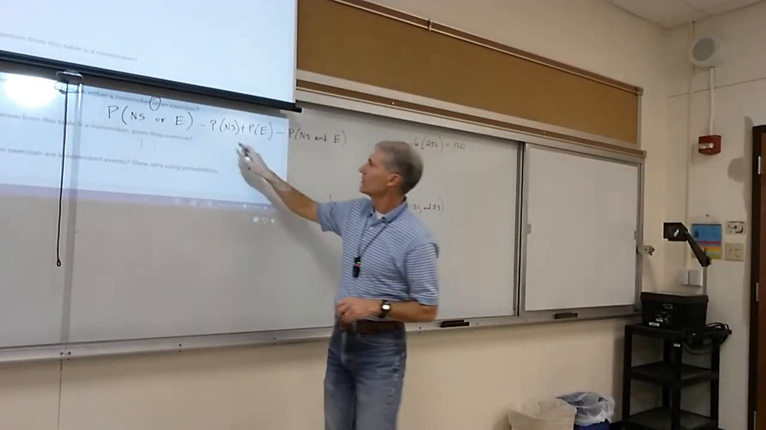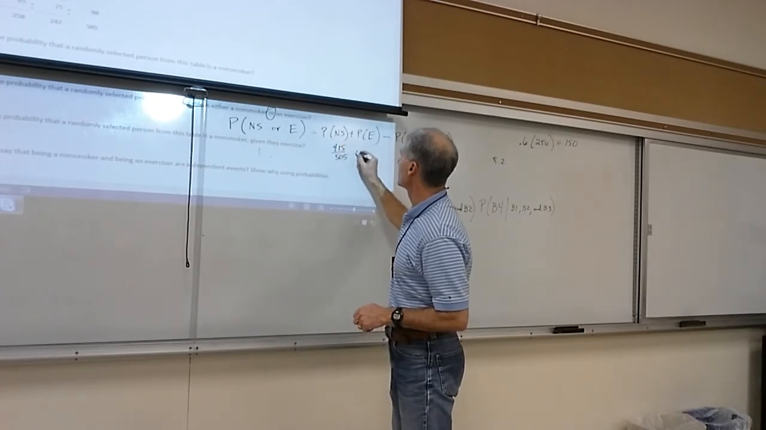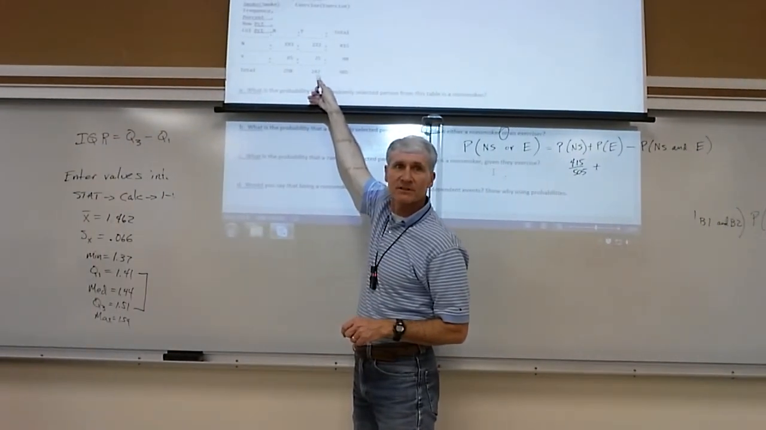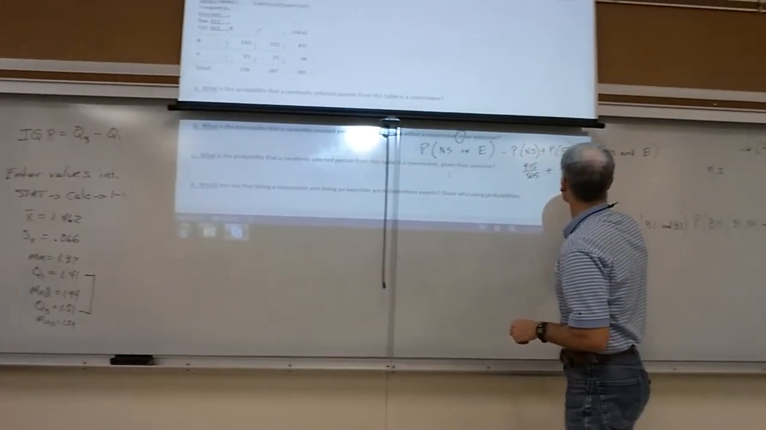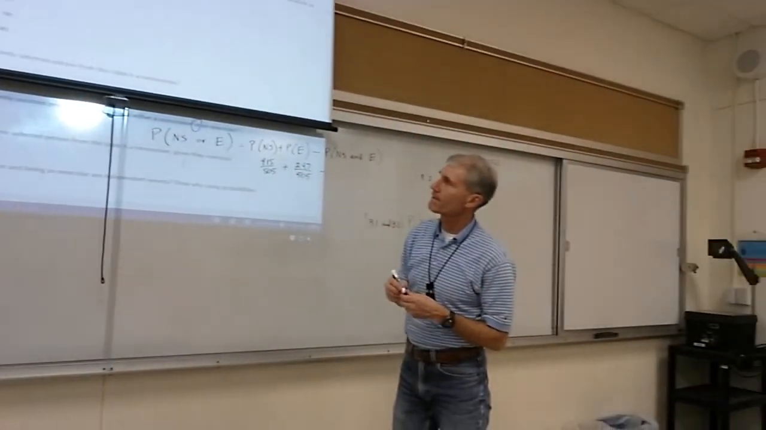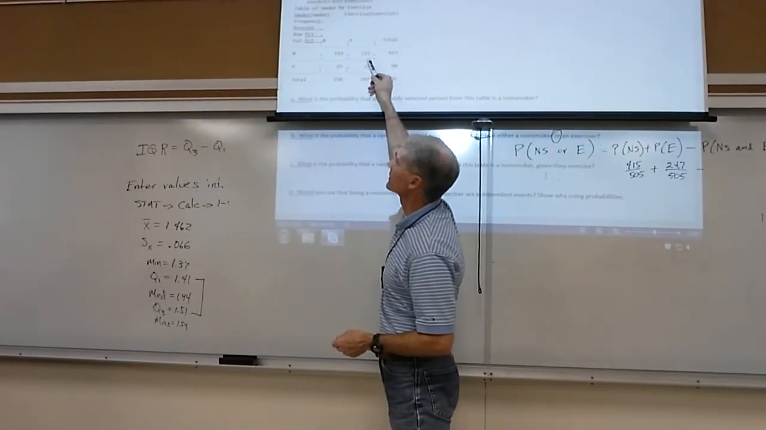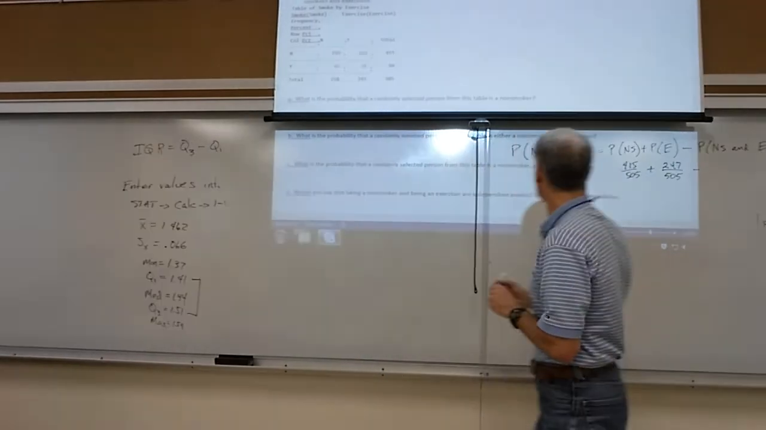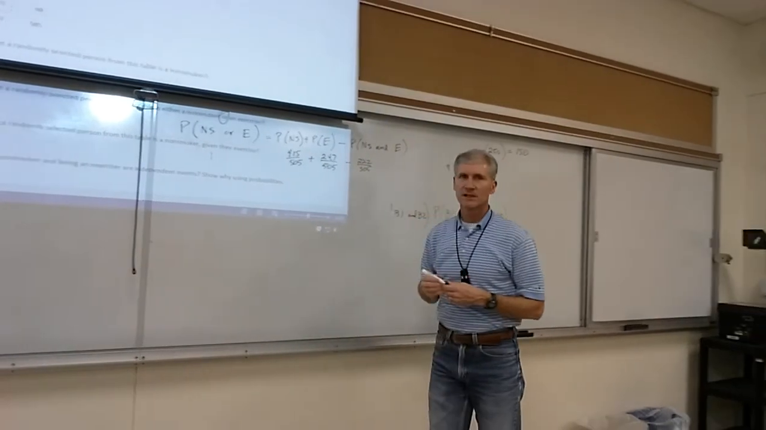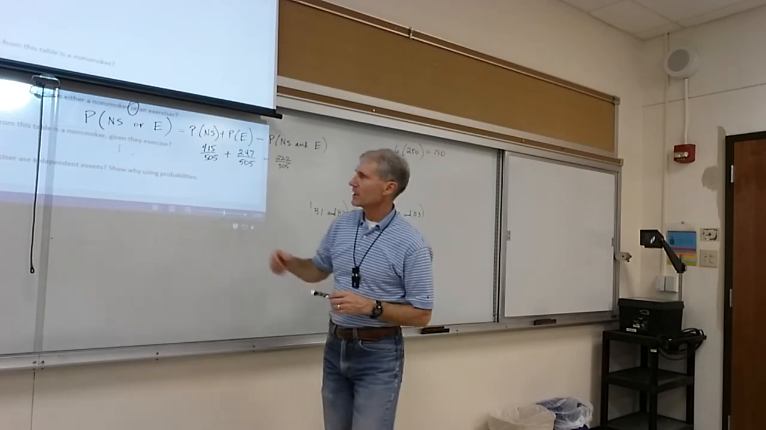So in the table, non-smokers we just did, that was 415 out of 505. Exercisers, there's a total of 247 exercisers. And then how many did both? That's in the body of the table. They had to be a no for smoke and a yes for exercise. 222 of them. So 222 over 505. And then just do the math and you got that answer.